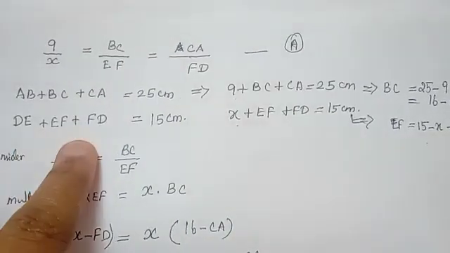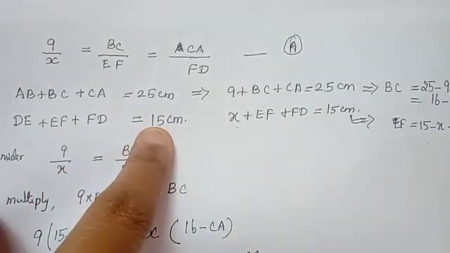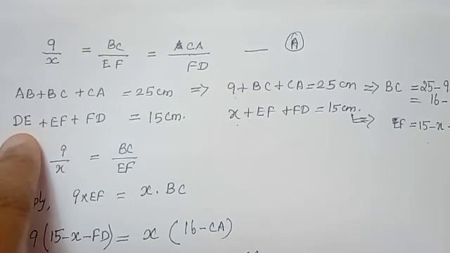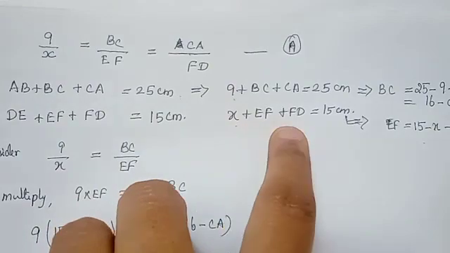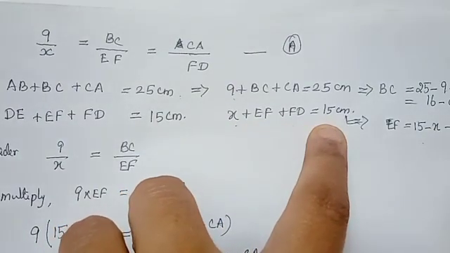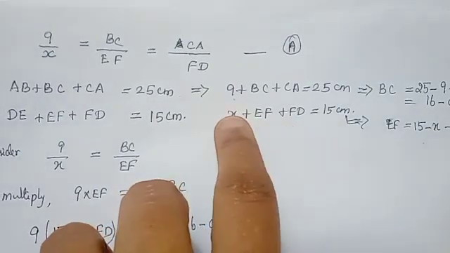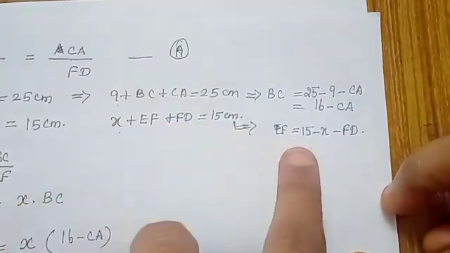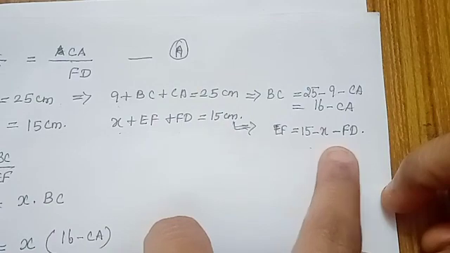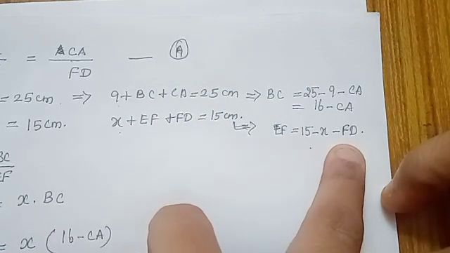And for triangle DEF, the perimeter is 15. DE plus EF plus FD is equal to 15. You know DE is X. You substitute: X plus EF plus FD is equal to 15 centimeter. Then you take X and FD to the other side of the equation. Therefore, you will get EF is equal to 15 minus X minus FD.